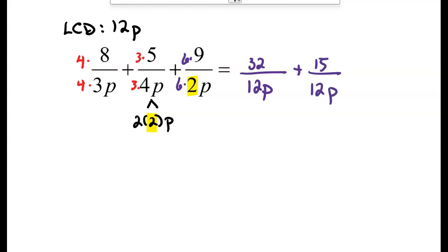15 over 12p. Ooh, my 5 looks horrible. Sorry, y'all. Plus, what's our last one? 54 over 12p. Okay, and then we add them all together, correct? What is 32 plus 15 plus 54? Should be 101, but double check me. 101, okay. So 101 over 12p.